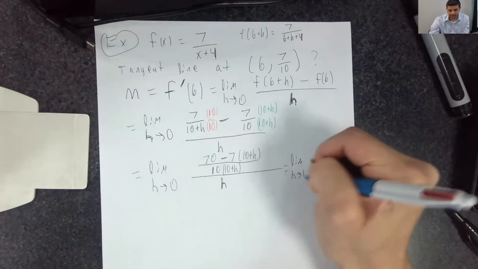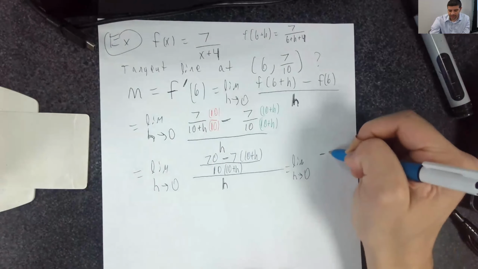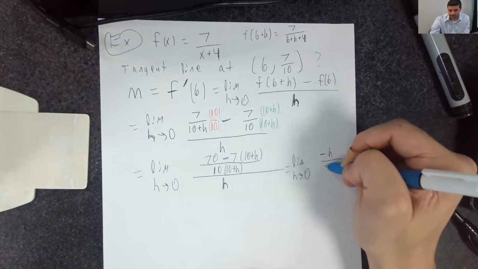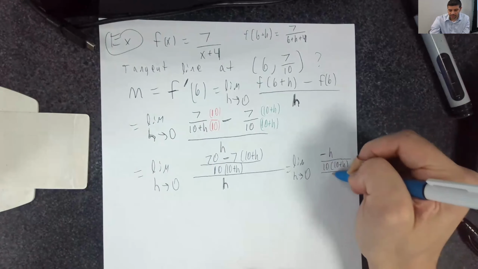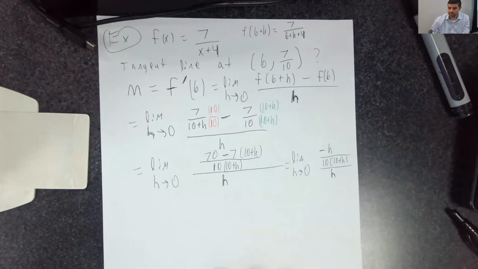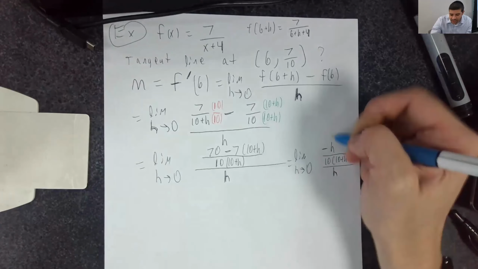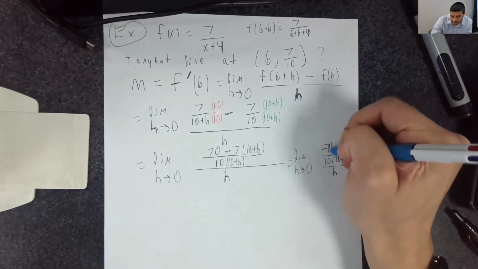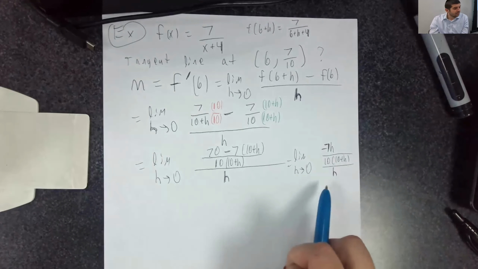Limit as h goes to 0. 70 minus 70 is 0. So I get a negative h divided by 10 times 10 plus h, divided by h. What is it? Negative 7h. Oh, that's right, good. What Jonathan is saying, distribute the negative 7. Negative 7h. Okay, fraction over a fraction.